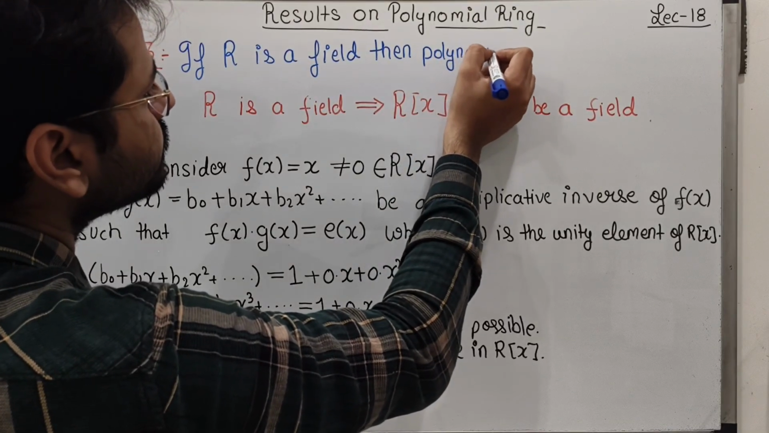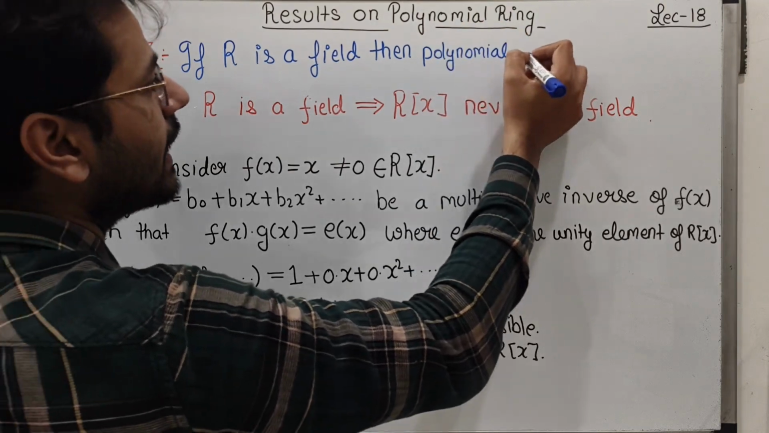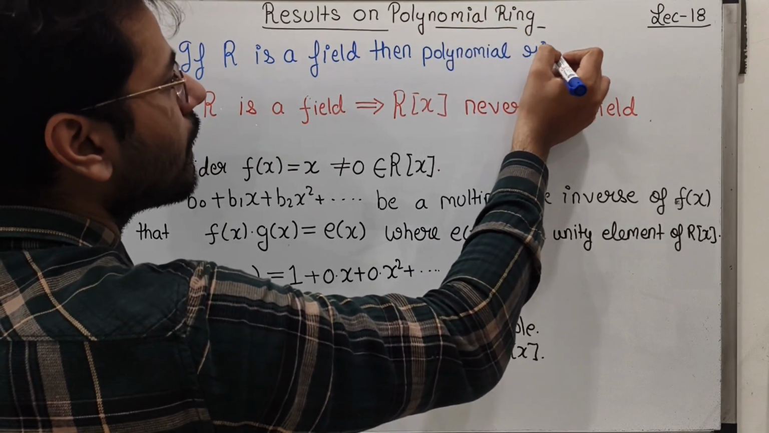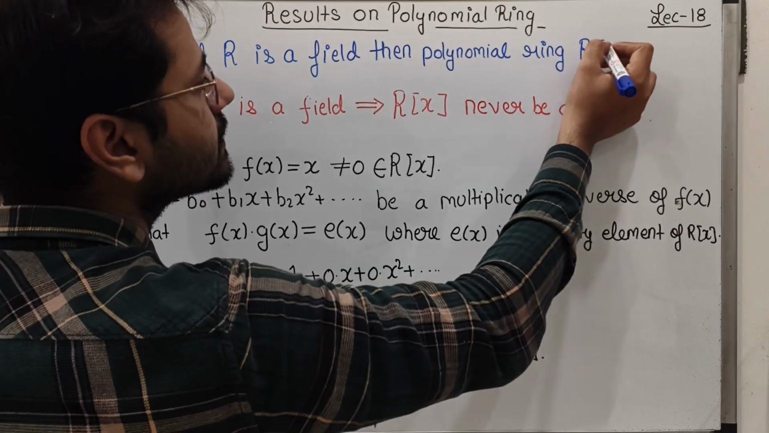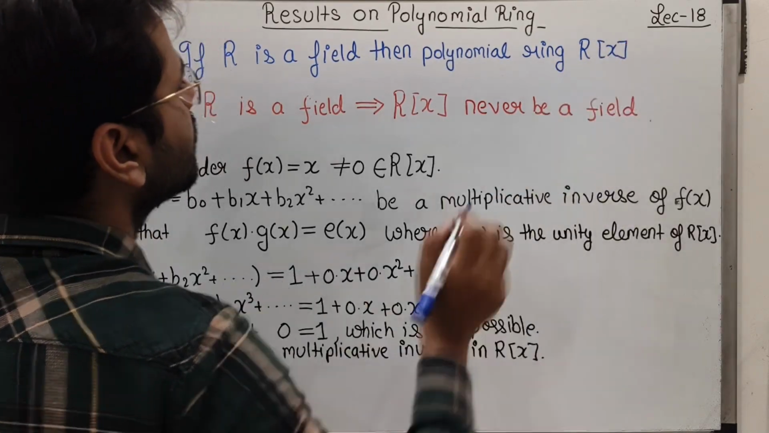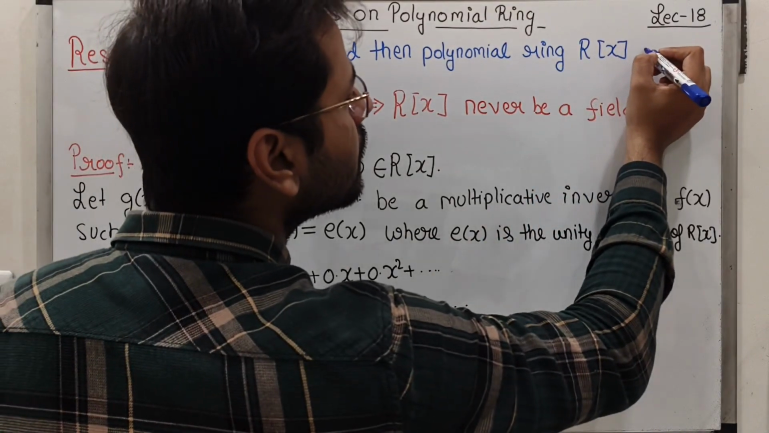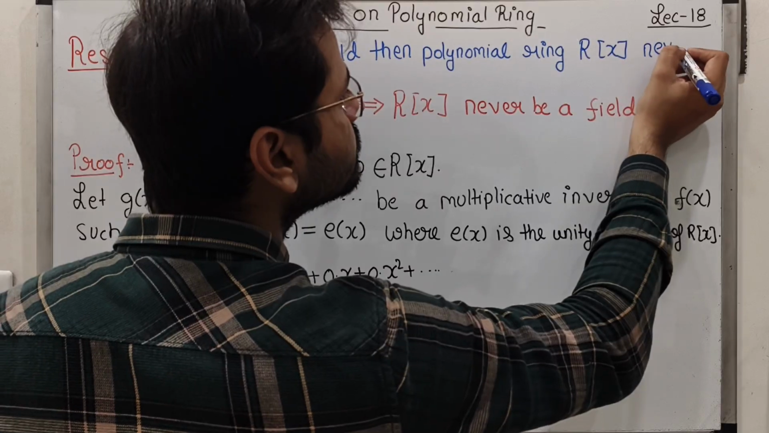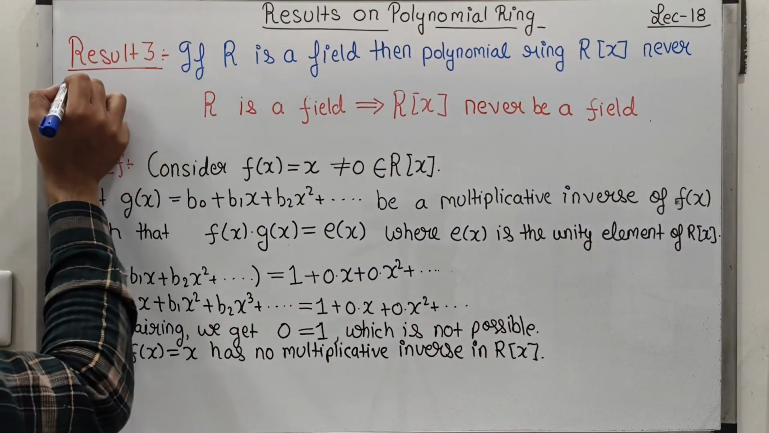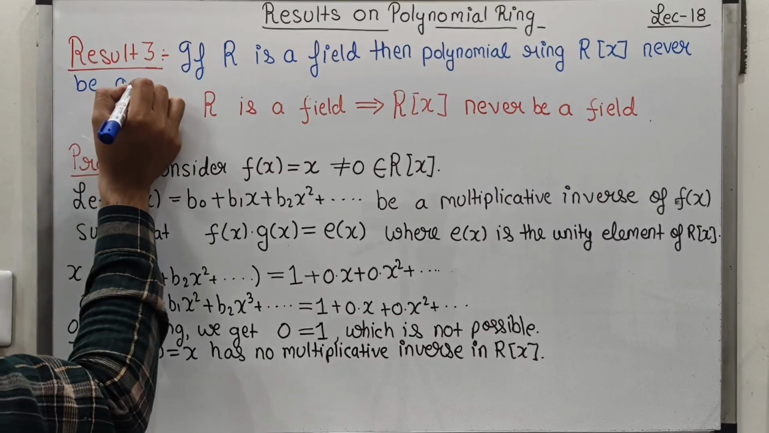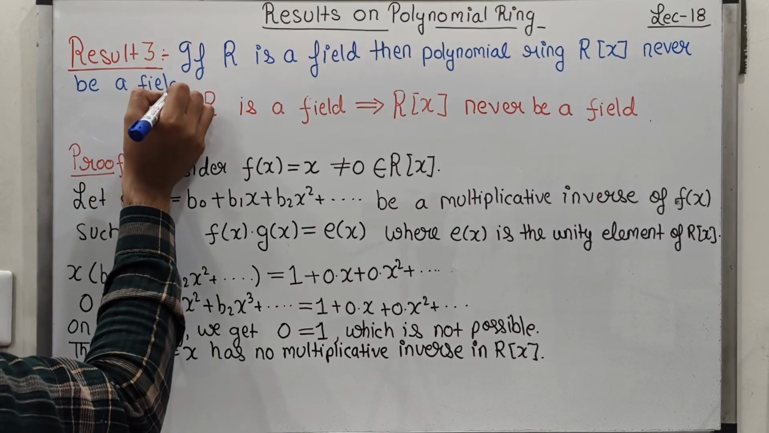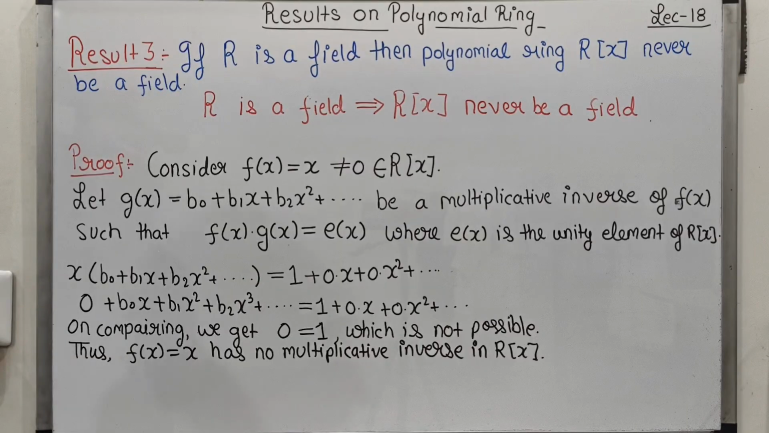if R is a field, then the polynomial ring R[x] will never be a field. It is not going to be a field.